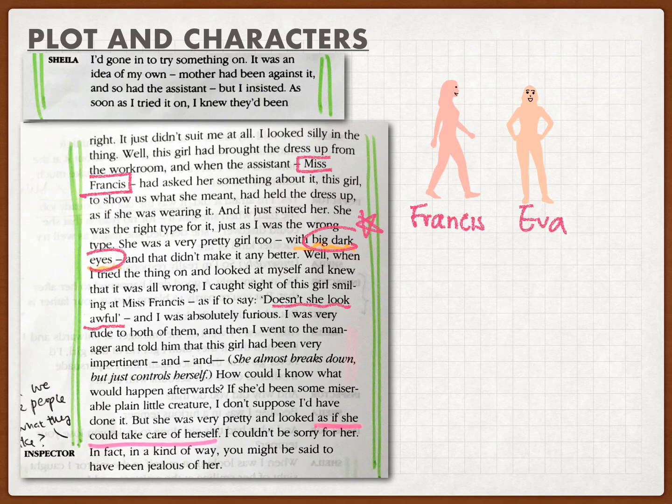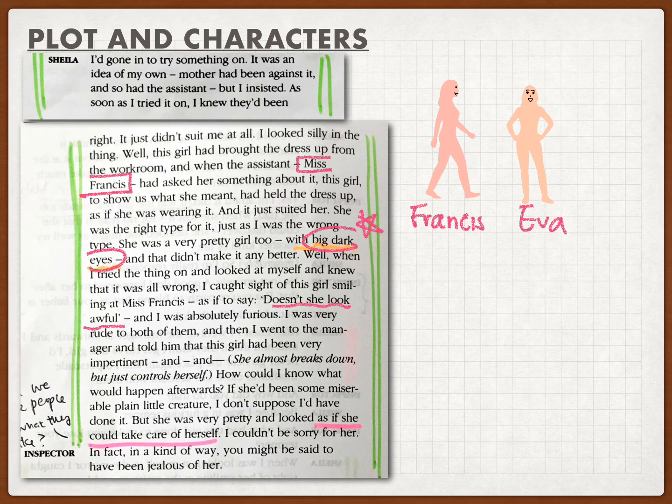Eva Smith pretended to put on the dress, and she thought that the dress just looked so good on her because Eva was pretty, she had big eyes. But Sheila insisted on trying that dress on. And when Sheila tried that dress, she caught Eva Smith smiling at Miss Frances. It seemed like she was teasing her, saying that Sheila looked really awful in the dress. And that made Sheila really angry because she was so jealous of Eva Smith's beauty.